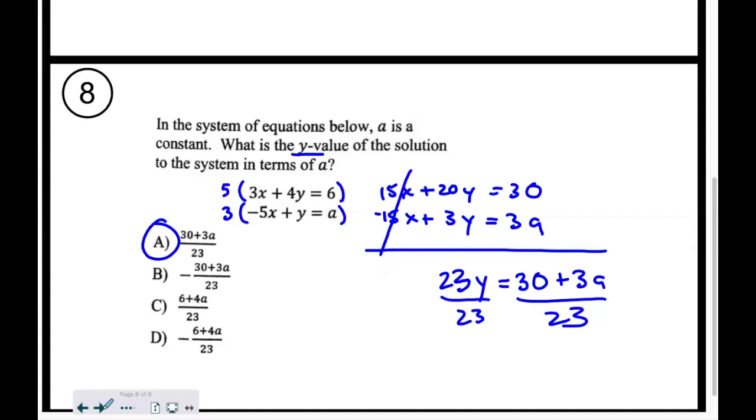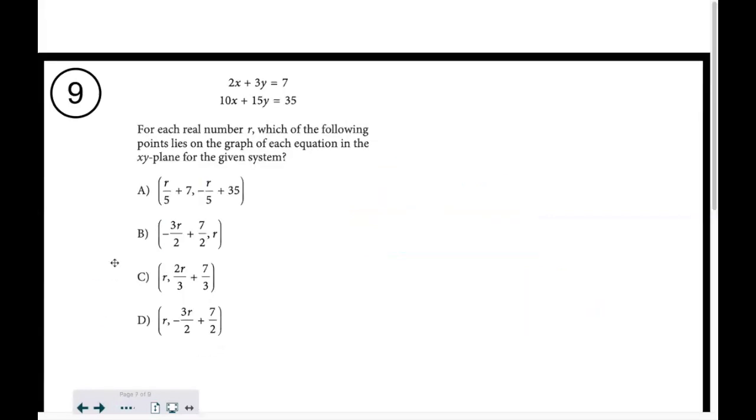All right. Now on to some more complicated problems. So number 9 says, which of the following points lies on the graph of each equation in the xy plane for the given system?